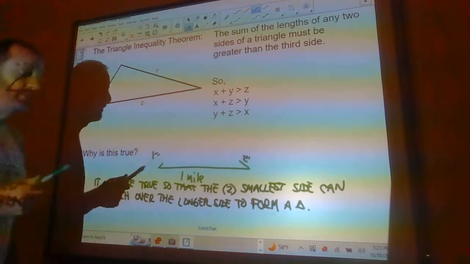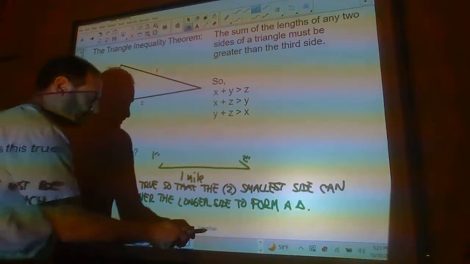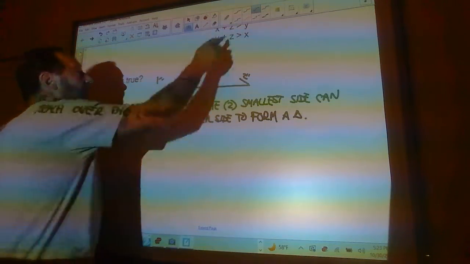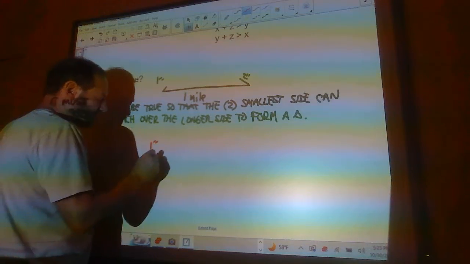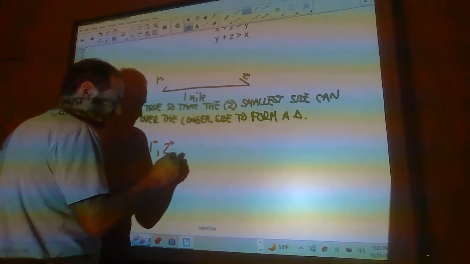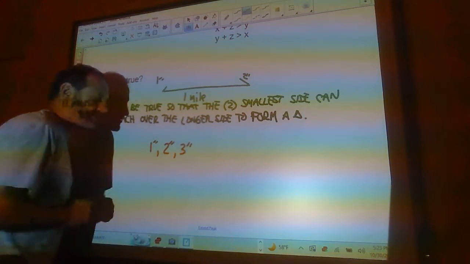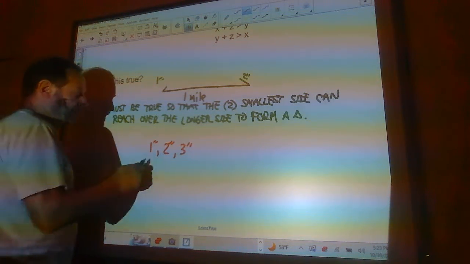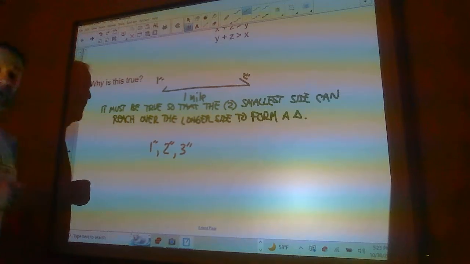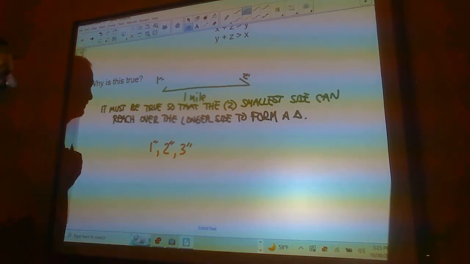Now here's the thing that people get confused on all the time. What if I said, hey, I've got a triangle that's 1 inch, and it's got another side of 2 inches, and the third side is 3 inches. Does that make a triangle? Well, you go 1 plus 2 equals 3. Oh, yeah, sure. No, not a triangle.